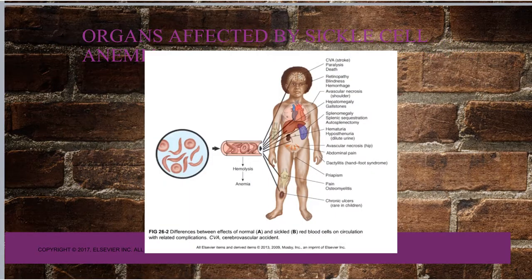Okay. So this is a picture of all the different organs that could be affected by sickle cell disease. It also shows healthy red blood cells and then the sickled cells, and you can see it in the microcirculation. You can also see that it affects the brain, and they can have strokes. They can have blindness. They can have gallstones. They can have splenomegaly. They can have issues with their urine, their hips.